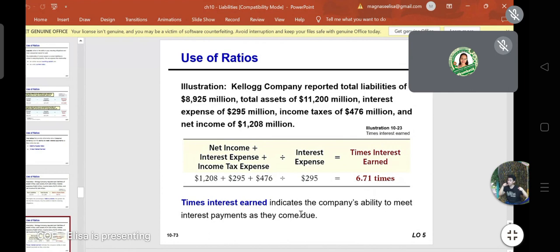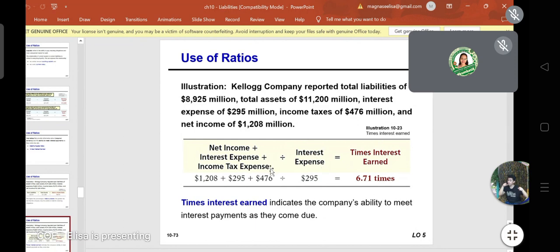Times interest earned indicates the company's ability to meet interest payments as they come due. Okay, but we add back to net income the interest expense and income tax expense, so that we have the amount before interest expense.